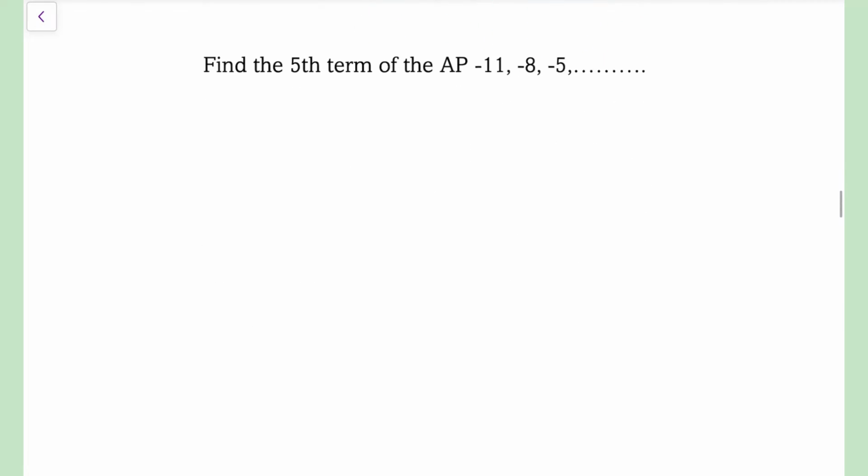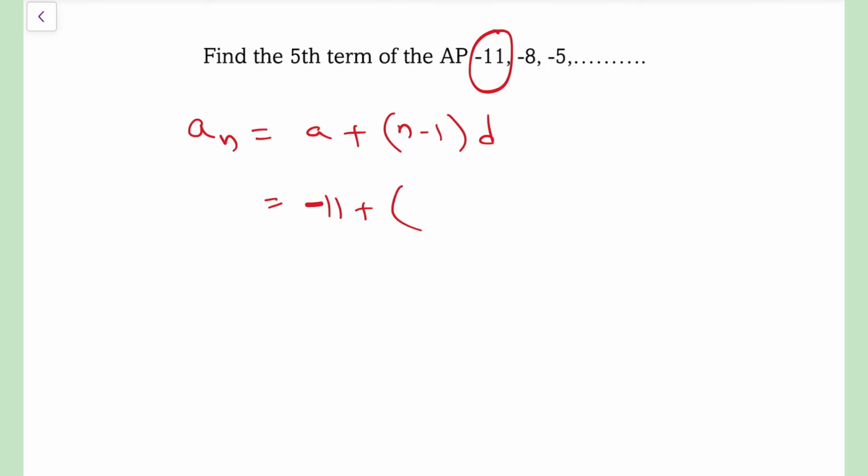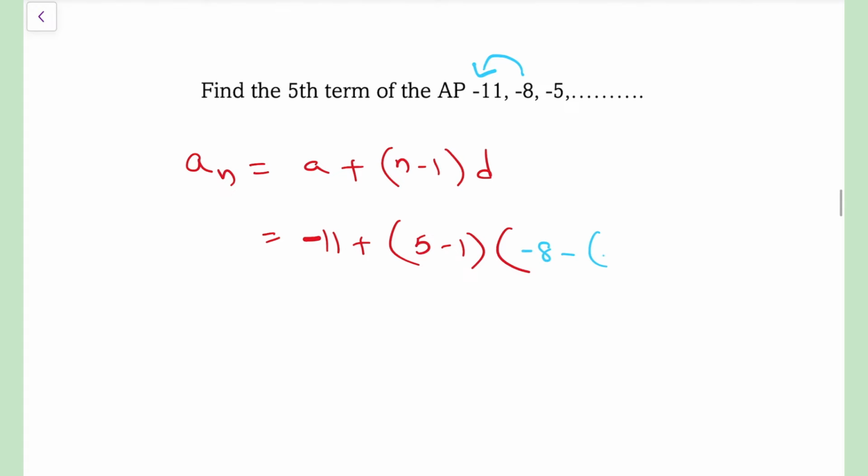Next, find the fifth term of the progression. The formula for finding this is an equals a plus n minus 1 into d. a, the first term, is minus 11, plus n, he is asking to find the fifth term, 5 minus 1, into d, the common difference. For finding the common difference, second term minus first term. Here the second term is minus 8 minus the first term, minus 11.